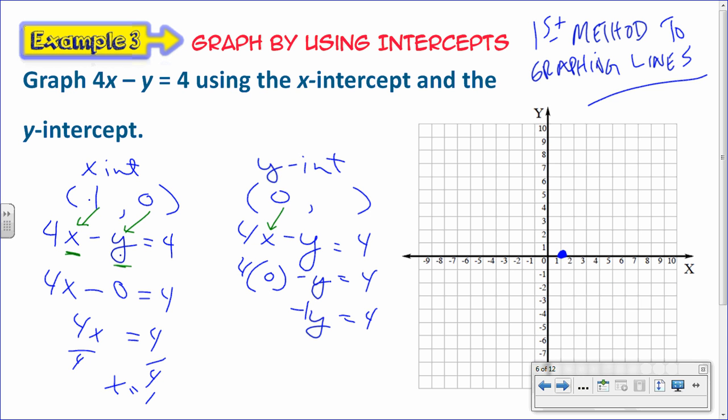Is y by itself? What do I have to do? Y equals?